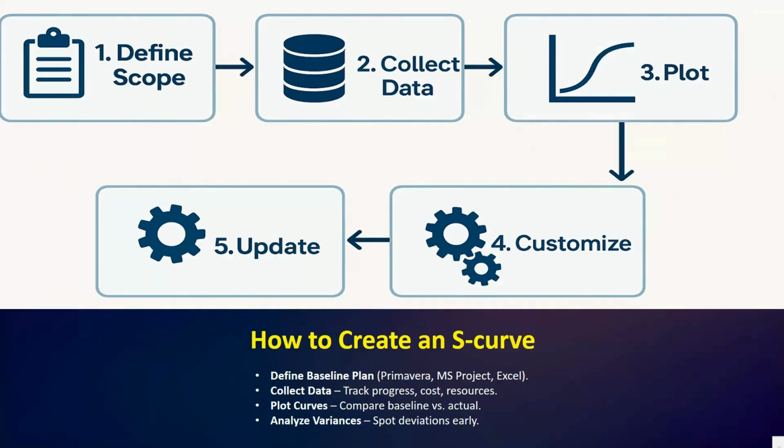So finally, we analyze the variances or differences. If the actual curve falls behind the baseline, it means the project is behind schedule or underperforming. If it rises above the baseline, it could mean overspending or over-allocation of resources. So by regularly updating and analyzing the S curve, project managers can detect problems early and take corrective actions before issues become critical.